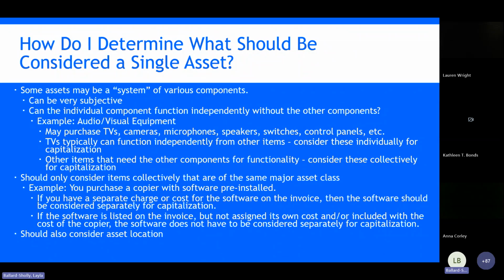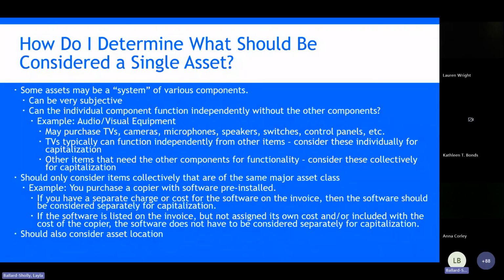Make sure I didn't miss anything with this. Oh, one last thing. You also have to consider the asset location. You shouldn't be grouping assets together if they're not located in the same place. Even this can get a little subjective if we're talking about within a building. But if it's something located in Columbia and the other things in Greenville, obviously those should not be capitalized together because you can't account for them properly if they're in two different places.